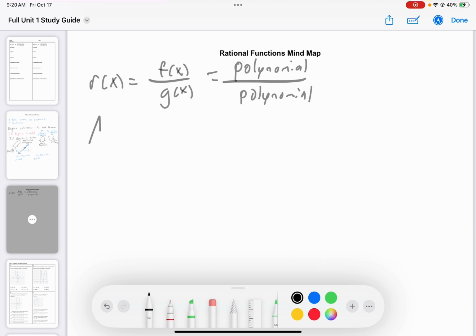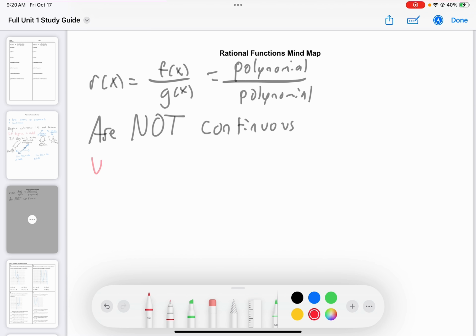Rational functions are not continuous, which is a word I still do not know how to spell. They are not continuous. They're going to have some type of interruption in them. Those interruptions are holes and vertical asymptotes.